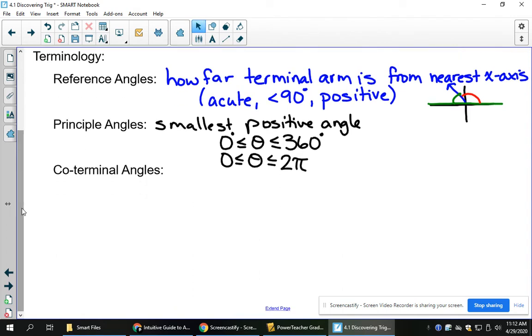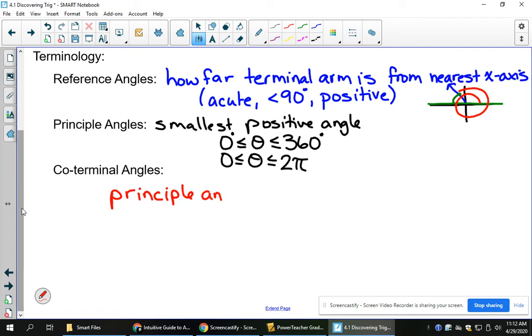Coterminal angles: if I take that same angle that I have drawn and I swoop this terminal arm around a whole other time, I add a whole circle to it, it's coterminal. It still terminates in the same quadrant, but it's 360 degrees more. So the way that we would write this is the principal angle plus 360 degrees a certain number of times. So n is any integer.